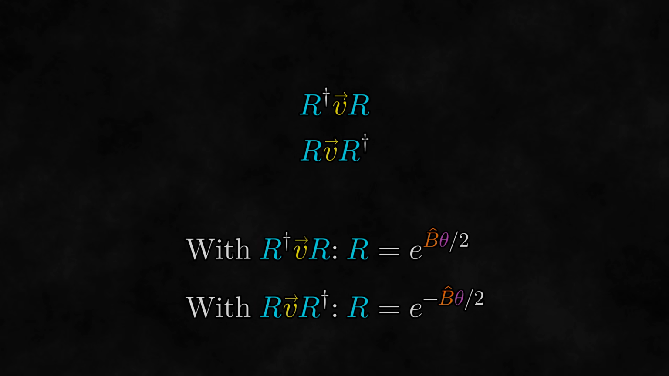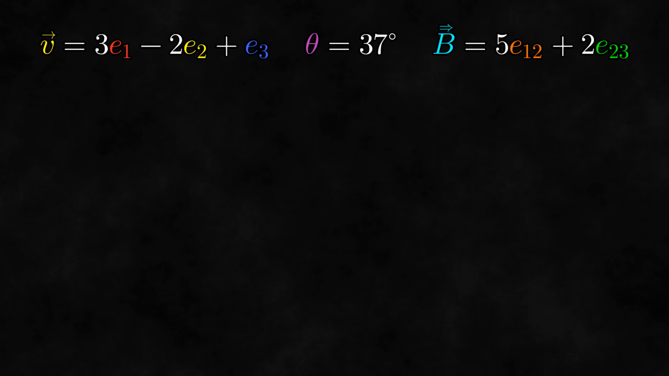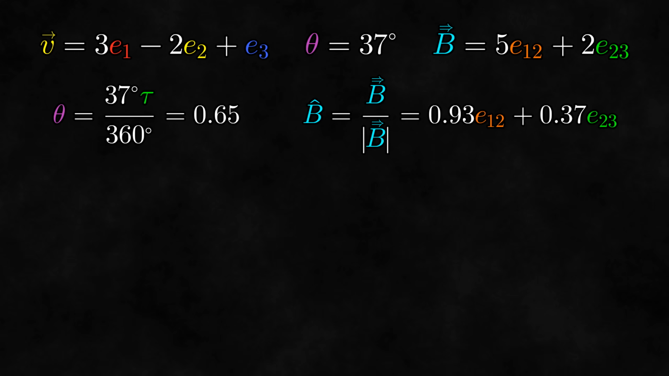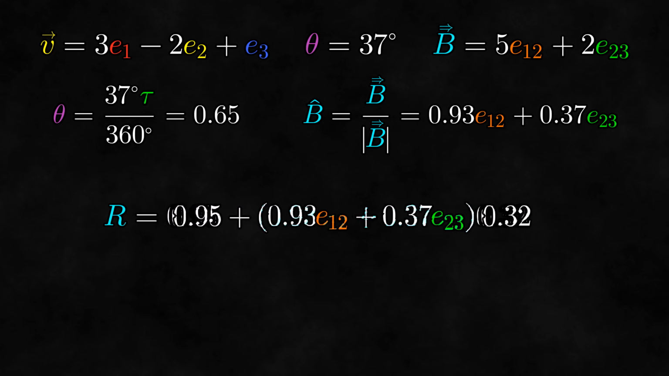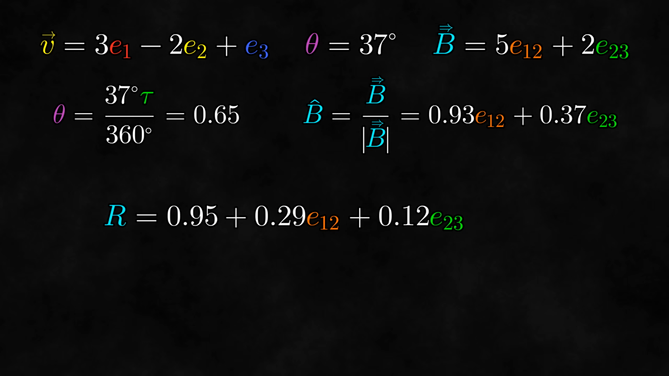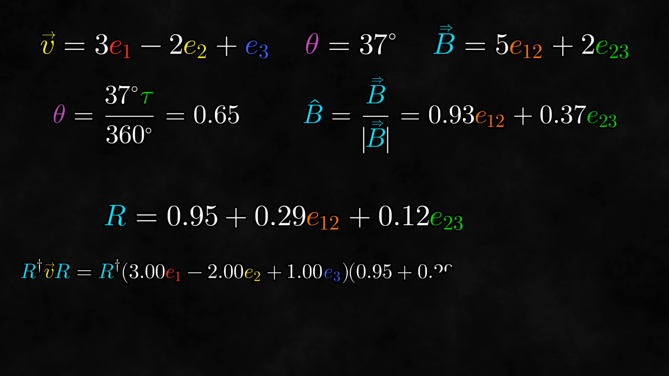Let's now look at a more computational example. Say we want to rotate the vector 3e1 minus 2e2 plus e3 by 37 degrees in the plane given by the bivector 5e12 plus 2e23. First, we need to convert the angle to radians. Next, we need to normalize the bivector. Then our rotor r is e to the product of these two values over 2. We can then throw this rotor and our original vector into a sandwich product to get the final result.